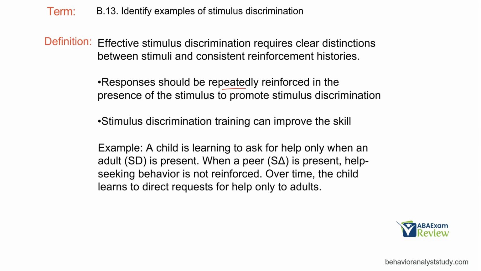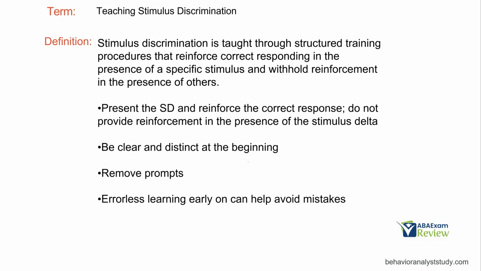So, for example, a child is learning to ask for help only when an adult is present. So, when are we going to deliver reinforcement? Well, the adult's going to give the reinforcement. But when a peer is present, no help seeking behavior is reinforced. The peer becomes the S delta. What response stops in the presence of peer, asking for help? What response continues or increases in the presence of adult, asking for help? We're now discriminating between the adult and the peer and engaging in the response in the appropriate situation.